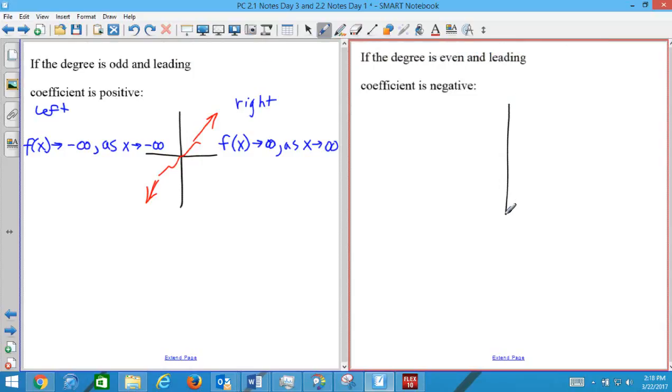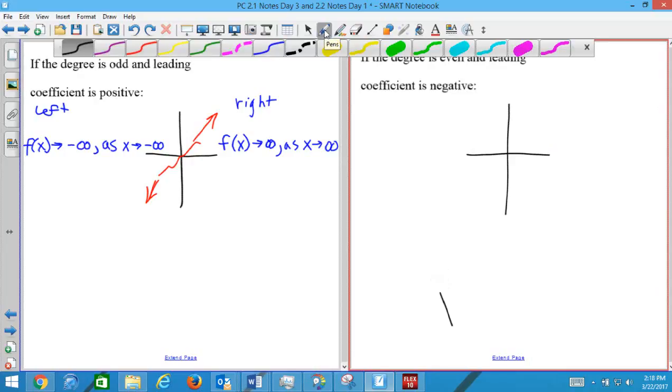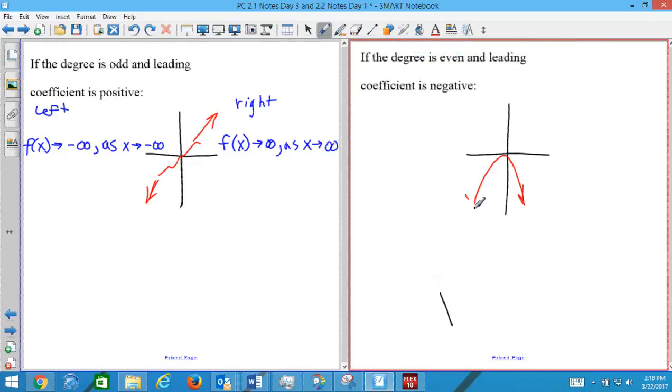Next one, I'm just going to sketch a picture. It says degree is even and the leading coefficient is negative. What does that mean it's going to look like? Something like this. Maybe it has weird stuff in the middle. I don't know. Depends how high the exponent is.